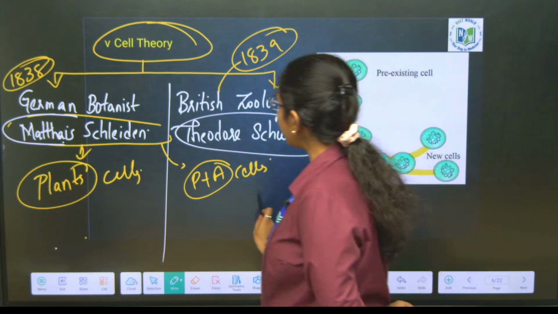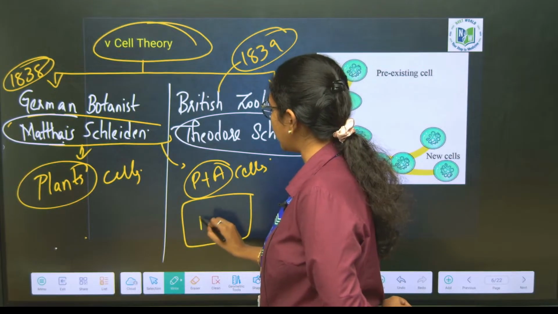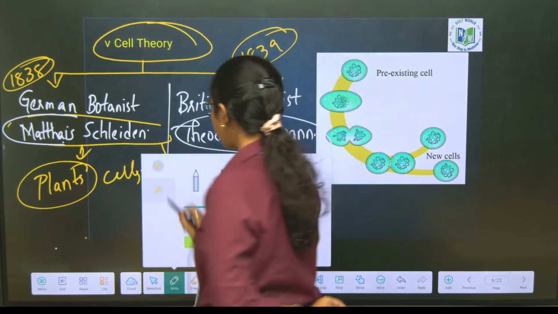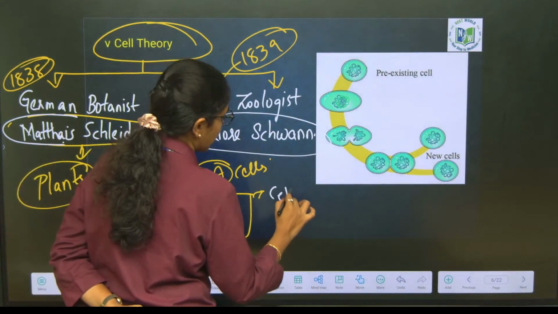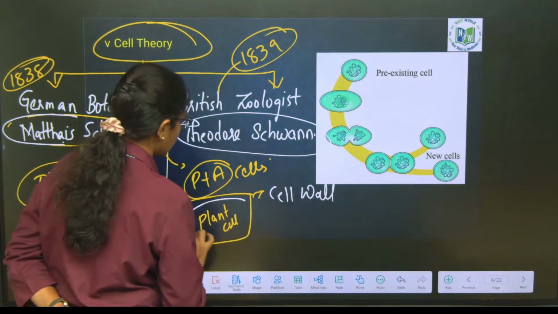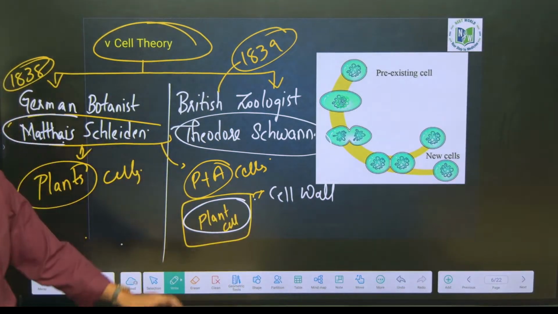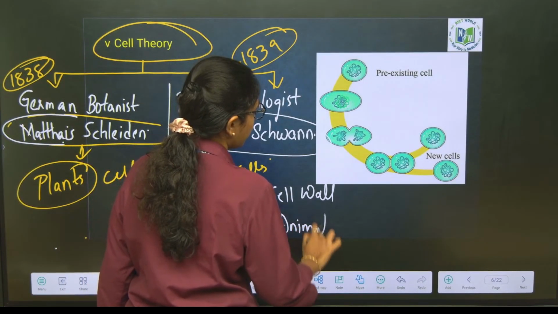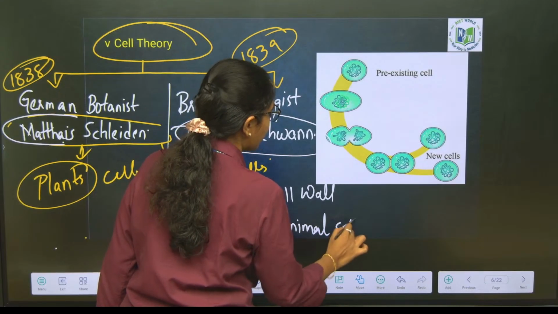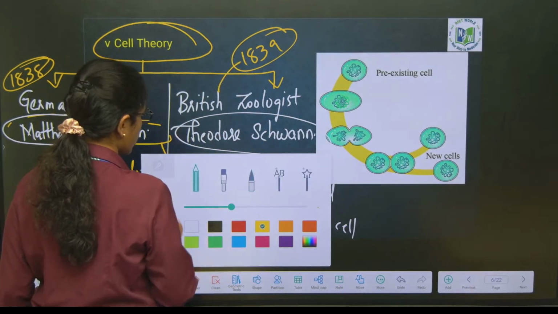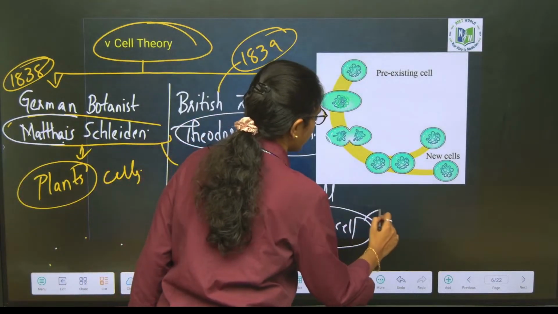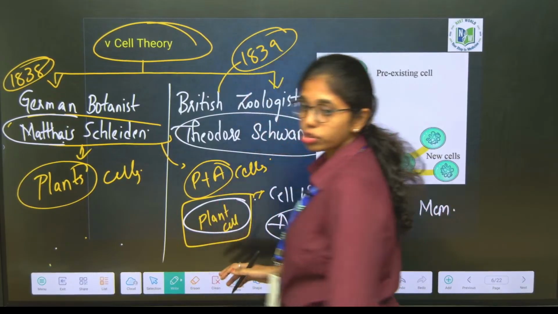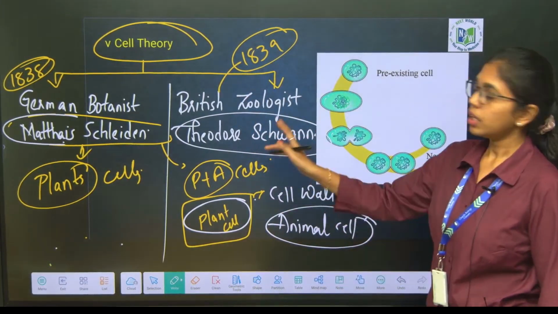Second is the limiting boundary of a plant cell is the cell wall. Over the cell membrane, the limiting boundary of a plant cell is the cell wall. Whereas in animal cells, the limiting boundary is what? Cell membrane. These are the points which are set by whom? Animal cells, limiting boundary is the cell membrane. Fine. So these are the two points set by Theodor Schwann.